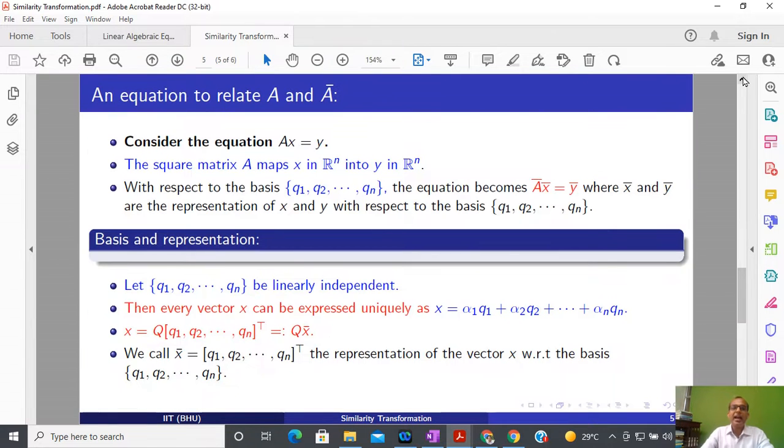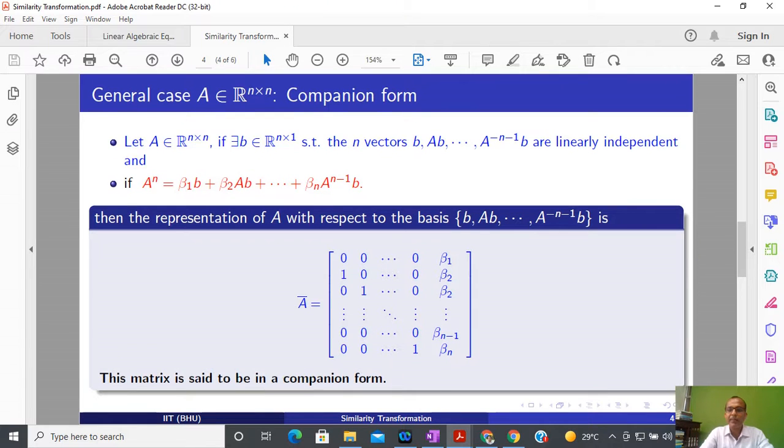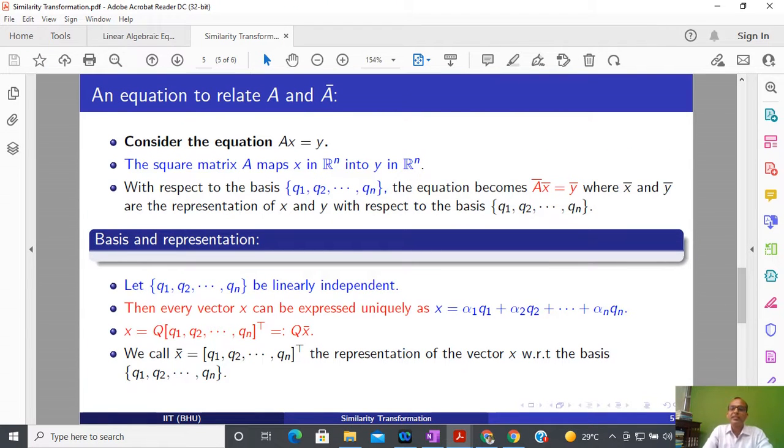Now at least I understand there exists a relationship, so now I am going to establish that relationship. I will take just 5 minutes. So Ax equals y, and A is mapping from Rn to Rn. I have already told you that x is in Rn and y is in Rn. And I have selected two different bases: one is the orthonormal or standard basis, and the second basis I have generated by myself.